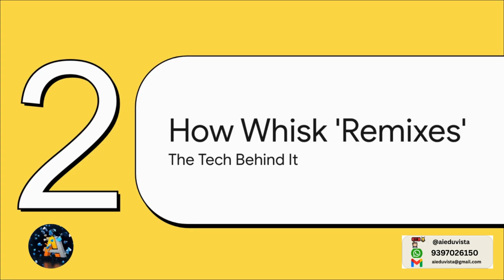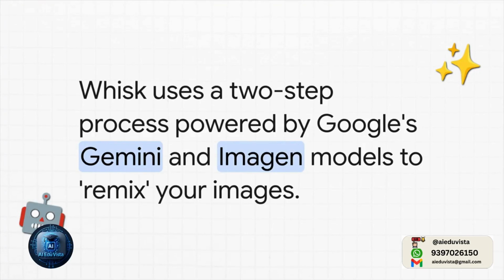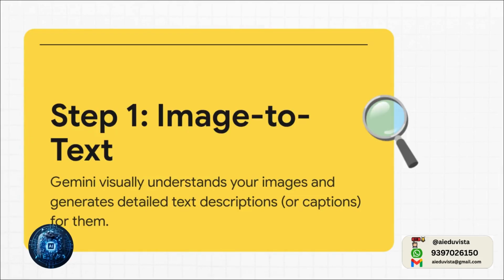Let's get into the tech that makes this whole visual remixing thing possible. Behind that really simple interface, there's some seriously powerful technology at work. You can think of it like a clever 2-step dance between 2 of Google's biggest AI models, Gemini and Imagen. First up, Gemini acts like a translator. It analyzes the 3 images you uploaded and uses its brain to generate super detailed text descriptions for each one. So it's actually turning your visual prompts back into words. But here's the key: it's doing all the prompt engineering for you.